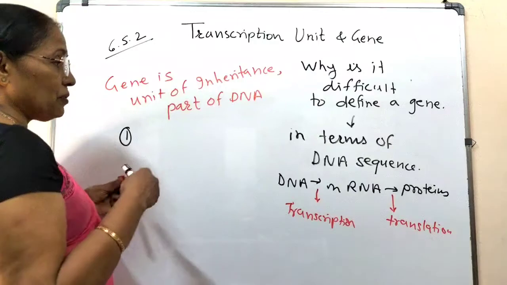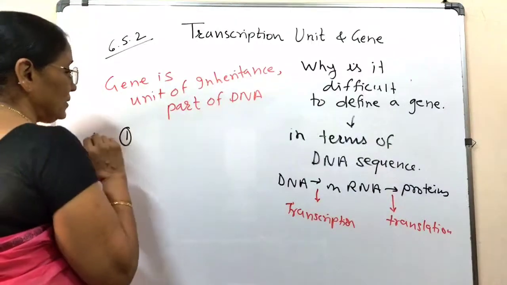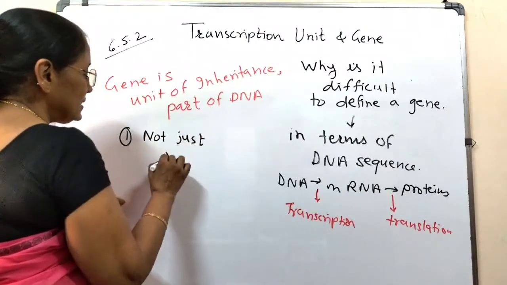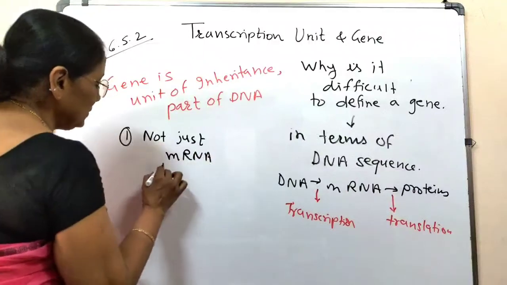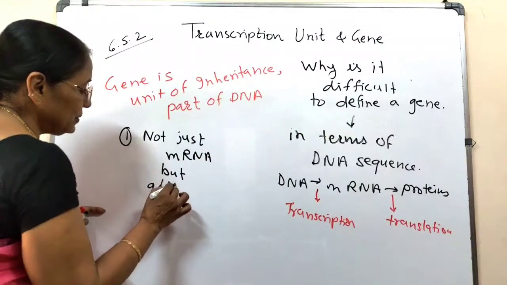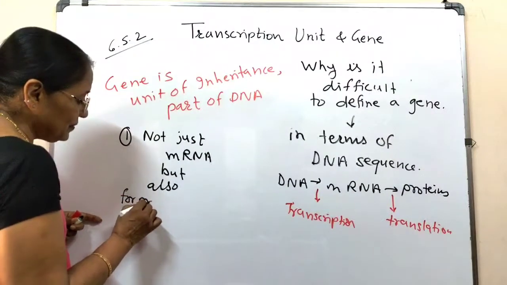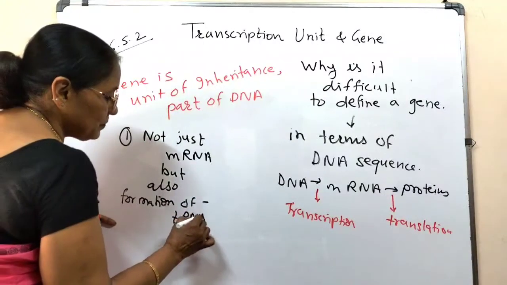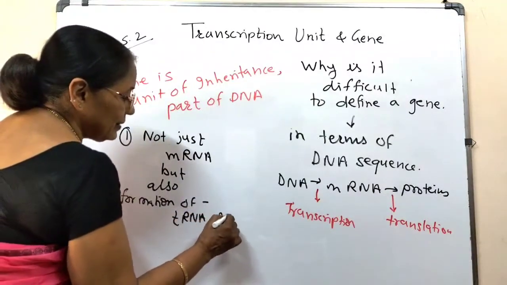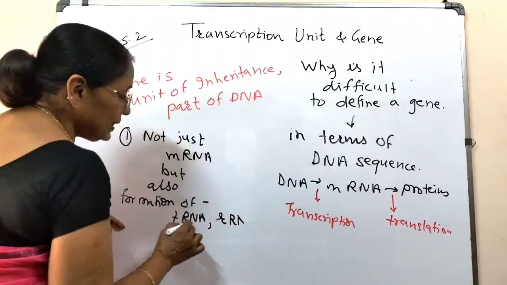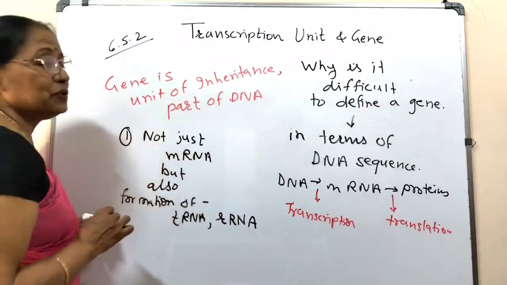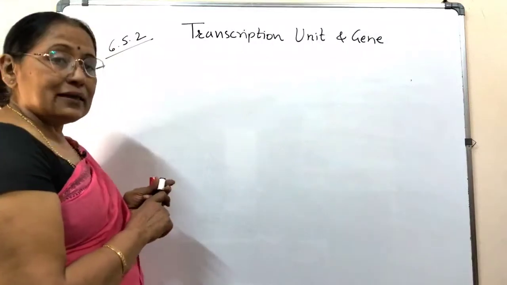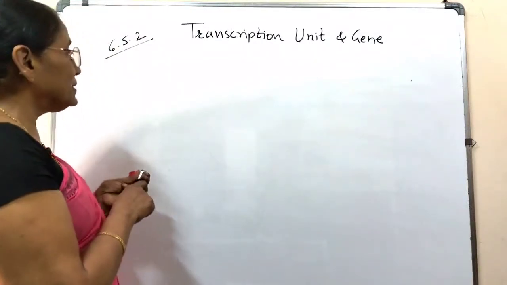So it is not just the formation of mRNA and then by translation the formation of proteins which is going to control the expression of characters. It is also the formation of tRNA as well as rRNA, that is ribosomal RNA. So this is one point. Let us see the next point.